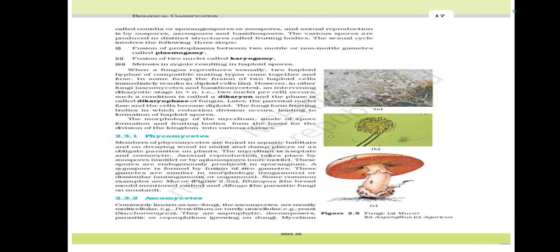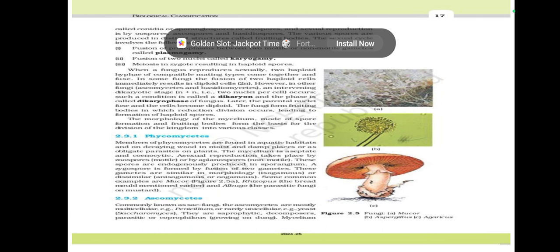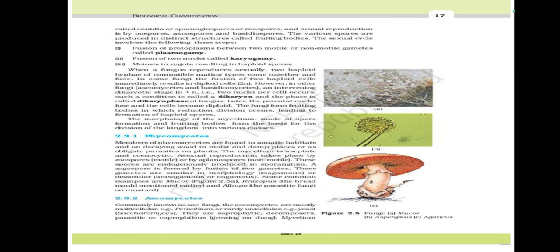Phycomycetes. Members of Phycomycetes are found in aquatic habitats and on decaying wood in moist and damp places or as obligate parasites on plants. The mycelium is aseptate and coenocytic.